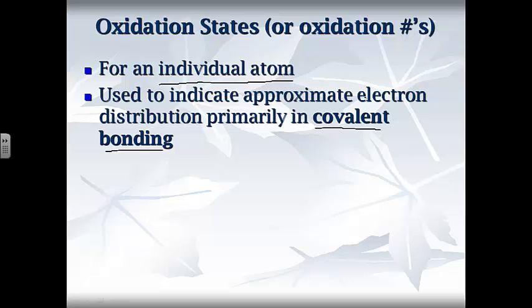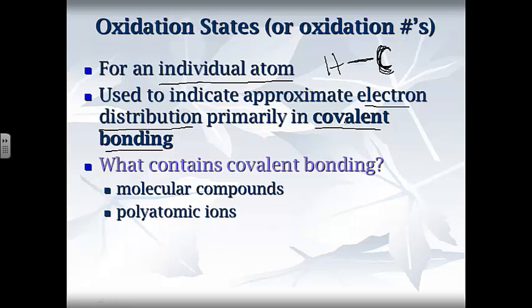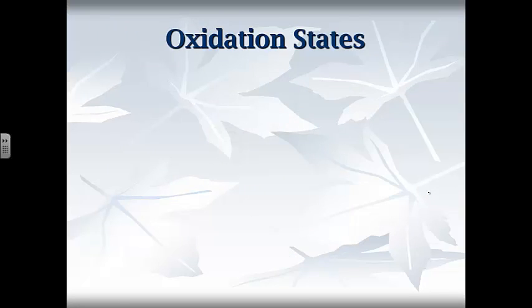So even though we've given you this formula of how the electrons are shared in a covalent bond, what we really do is give you some numbers to break up who they actually kind of belong to. What contains covalent bonding? Well, you're either going to have your molecular compounds, which are two or more nonmetals. Then you're also going to have your polyatomic ions, which again are mostly nonmetals. There are some metals thrown in there as well, but they at least have a charge on them for polyatomics. Now, they're not real charges since the electrons are shared. It's just kind of a pretend system to give a little bit more formality or distribution to it.